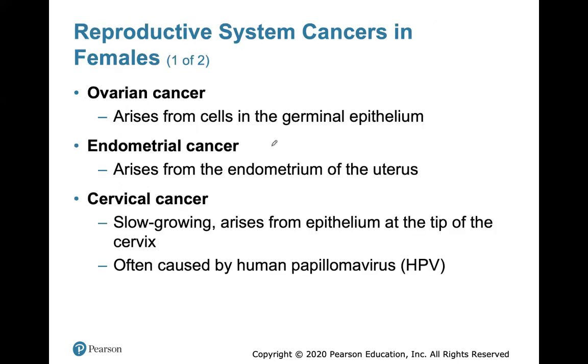Ovarian cancers arise from cells in the ovaries. Endometrial cancer arises from the endometrium layer. And cervical cancer is also slow growing, and it arises from epithelium at the tip of the cervix, and it's also often caused by the human papillomavirus, HPV, for which a lot of young, I would say 11, 12-year-old girls are now getting a vaccine against that, which is great.